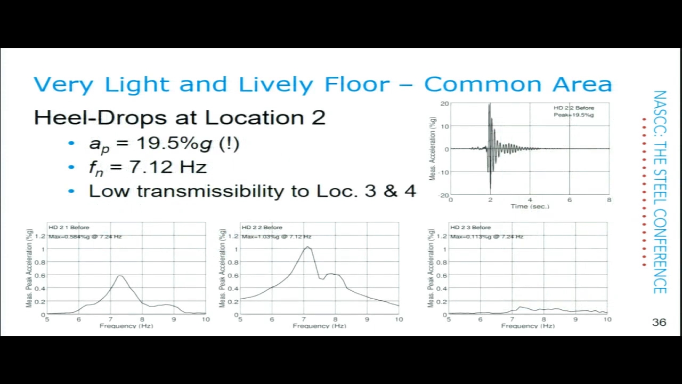Okay, so what do we get? Heel drops at location number 2, just going to one of the accelerometers to talk about it today. We do it at all of them, obviously. You can see the heel drop peak acceleration of 19.5% g. Now, we can't evaluate the floor with that because if you hit it harder, you'll just get a bigger number, but that's just out of this world.